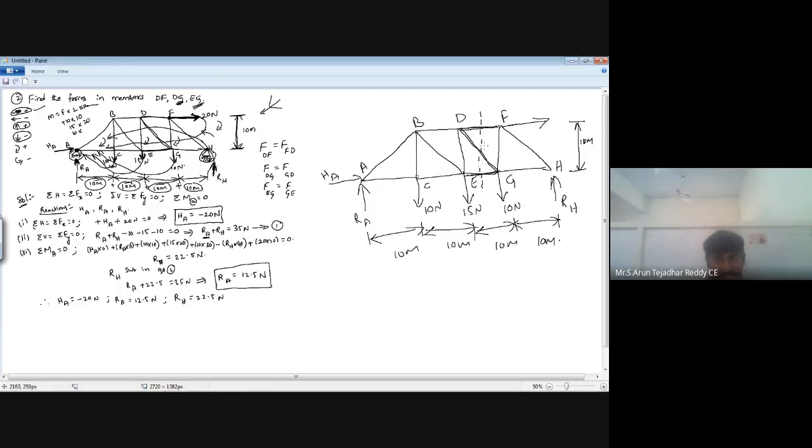That cutting section also should not pass more than 3 members. It should be only 3 members. So all of you once again draw this diagram and cut the section in this way. Then you can find the members at left side as well as right side.